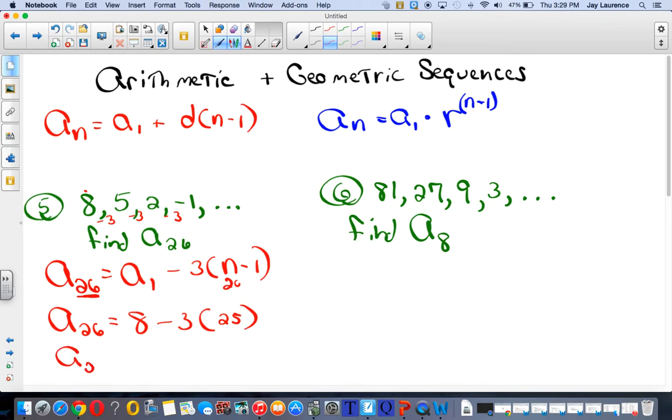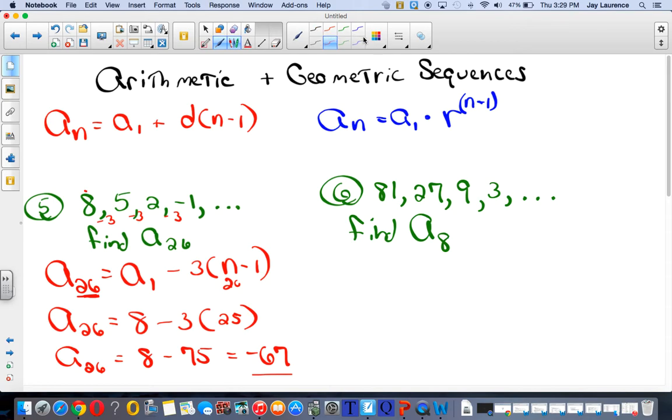So a sub 26 is going to equal 8 minus 75, because I did my multiplication first. 8 minus 75 is going to be 67, negative 67, right? There you go.